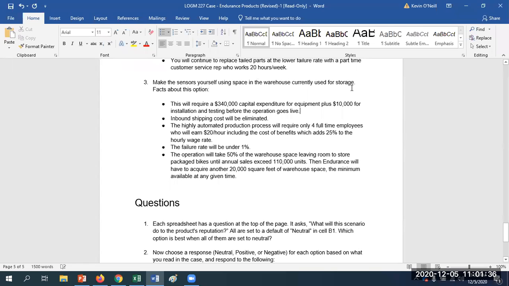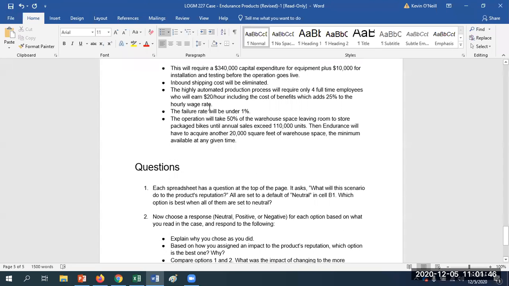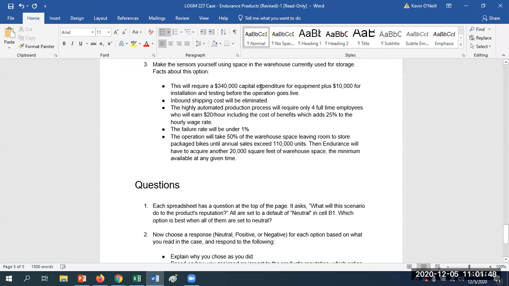The third one is that you make the sensors yourself. So you have some extra warehouse space that's currently used for storage. If you want to spend $340,000 on capital equipment and $10,000 for the installation, for a grand total of $350,000, you can gear this up and do it yourself. And the inbound shipping cost is going to go away.